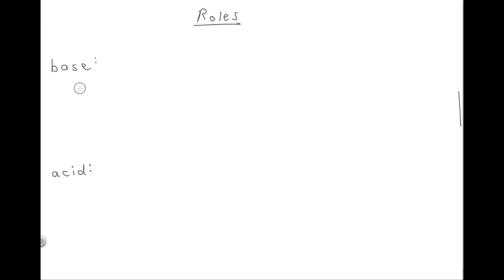Well, one thing you should have known is that a base is something that takes a proton. The definition you learned for base in general chemistry is that a base takes a proton. It takes the proton from who? From the acid. A base is something that takes a proton from an acid.